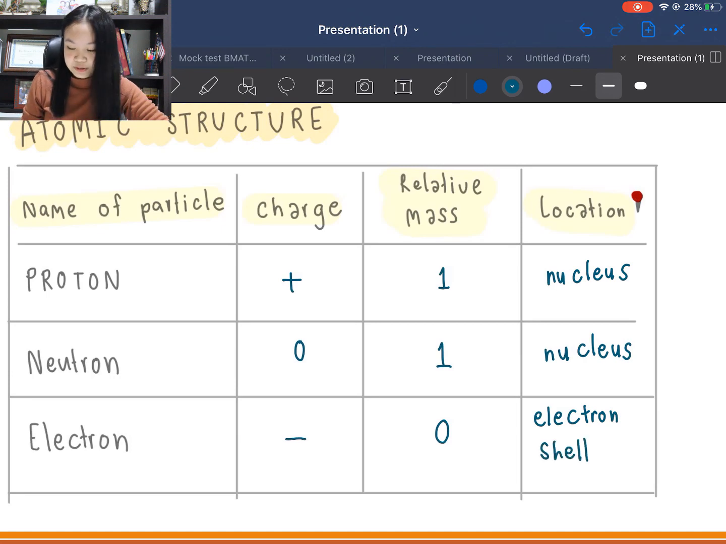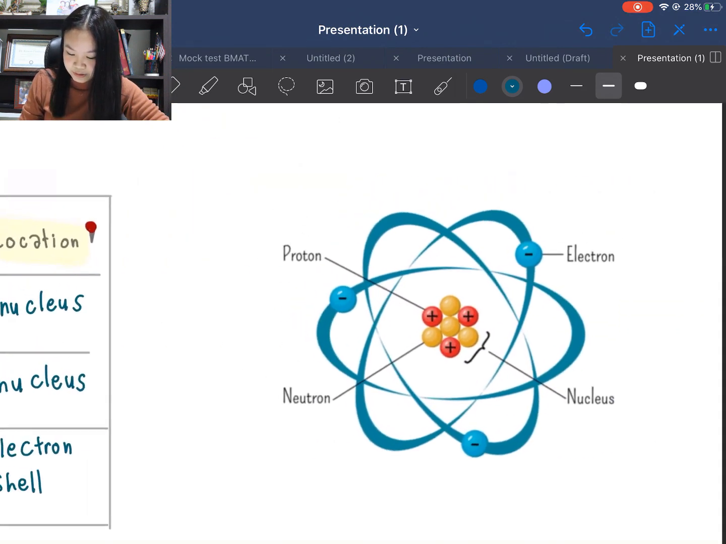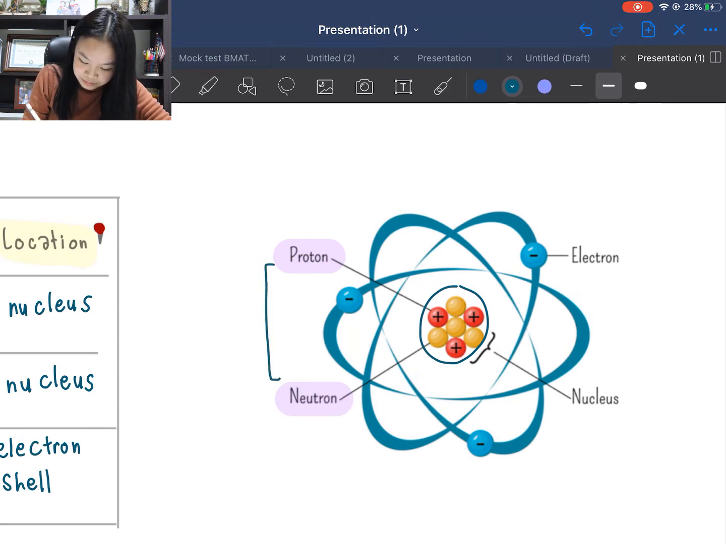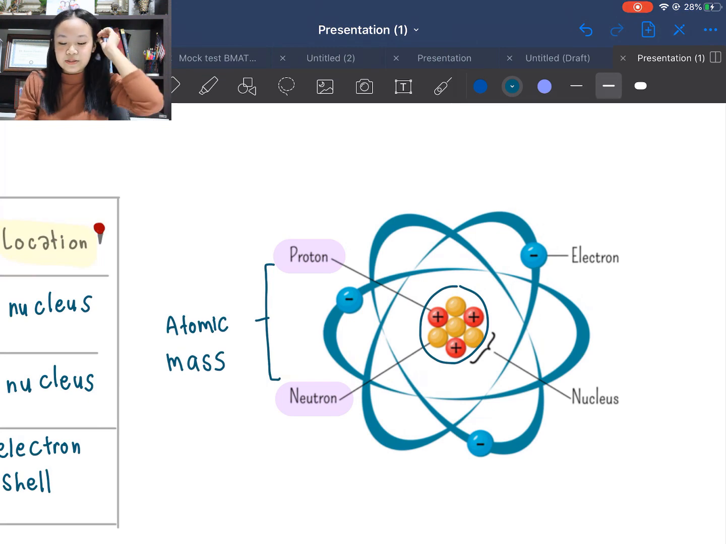Now, where is the electron shell? We have to have a look at this atomic structure. This part right here in the middle is composed of 2 things, proton and neutron. And those 2 things make up the atomic mass. And whenever we talk about atomic mass, we're not going to say anything about electron, because electron has a really light weight compared to proton and neutron.